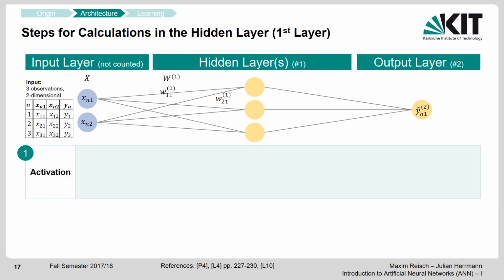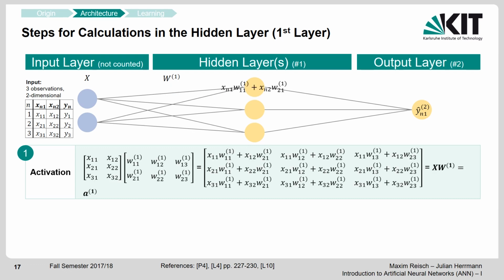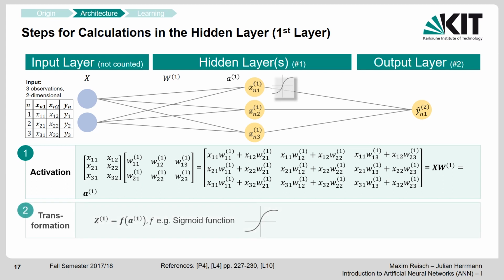Each input value x, we need to multiply by a corresponding weight and then add it together with all other results for each neuron. As a result, we get the activation of our first layer, A1. After we get the activation of the first layer, we need to apply the activation function. After applying the activation function to A1, we get Z1.